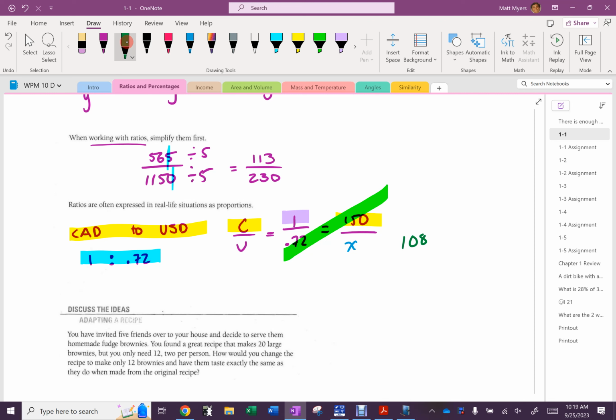Yeah. So, does everybody see how it works? It's the same thing we've been doing all the way on. Multiply the pair, divide the spare.